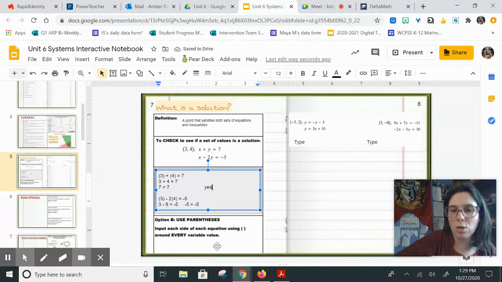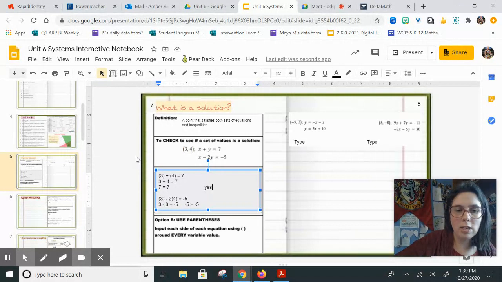Make sure to just simplify it one at a time and then compare if they're equal on both sides. So they don't have to be the same answer for each equation. Like you see here, this equals 7, this is negative 5, but they have to equal the number on both sides of the equal sign for each equation. So I would like you guys to try these two on your own, plugging them into x and y and see if you get a solution or not.